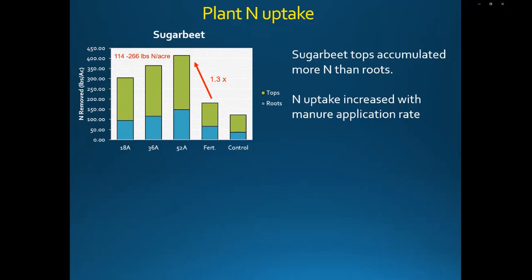And when you look at the amount of nitrogen in the tops, it ranged from about 114 to 266 pounds of nitrogen per acre. And that's important because that residue is going to be chopped off in the field and left and can become a nitrogen source for a crop the following year.